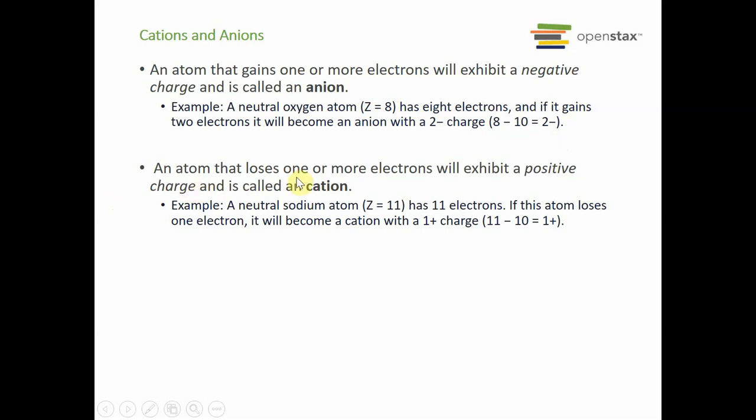An atom that loses one or more electrons will exhibit a positive charge and is called a cation. By the way, think of the T in cation as a plus sign, and that's a mnemonic for understanding that a cation is a positive charge. Example, a neutral sodium atom, Z equals 11, has 11 electrons. If this atom loses one electron, it will become a cation with a 1 plus charge. 11 minus 10 is plus 1.